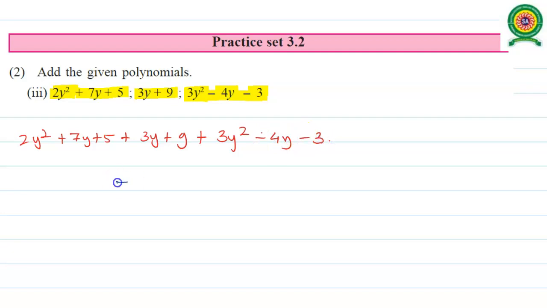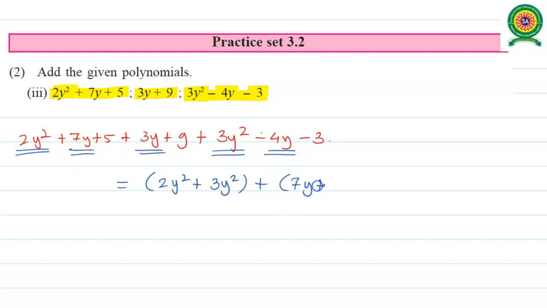Now, same thing again, let us try to collect the like terms. Which like terms are we having? 2y square and 3y square. So I am writing 2y square plus 3y square in one bracket. Now collect the y terms. We have 7y, 3y and minus 4y. So I now have 7y plus 3y minus 4y. And look at the constants. We have 5, 9 and minus 3. So I am collecting the constants in the other bracket: 5 plus 9 minus 3.